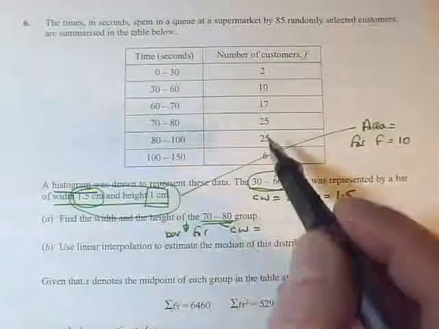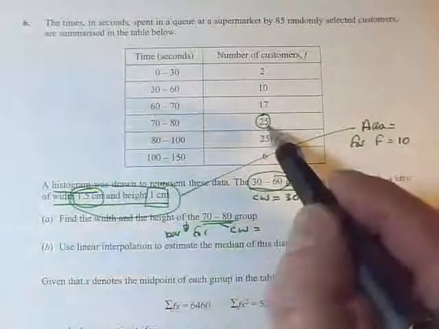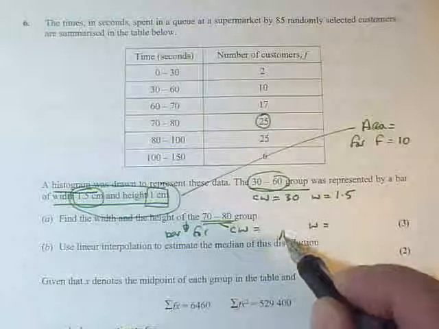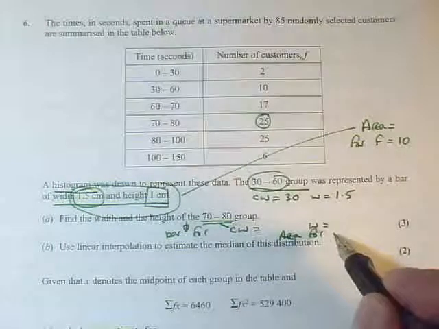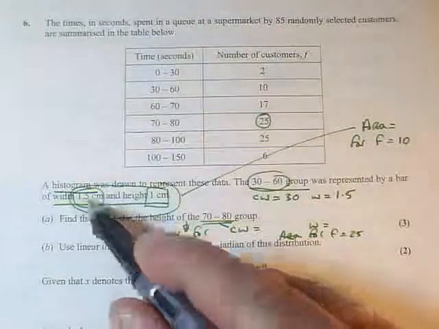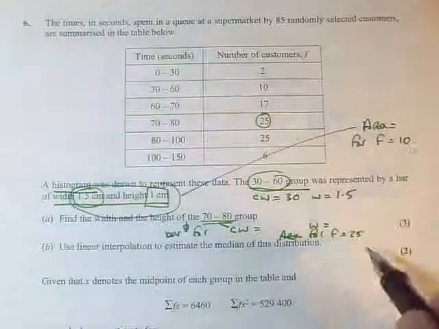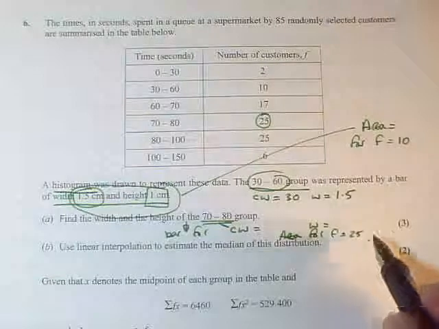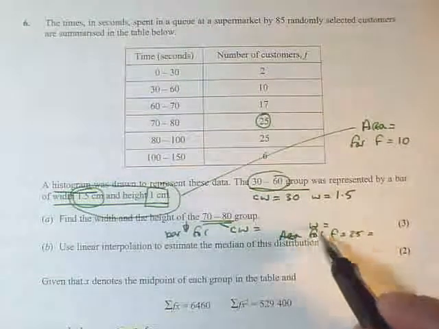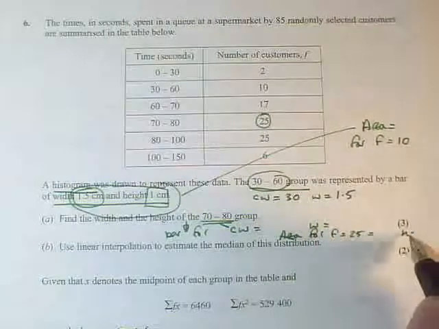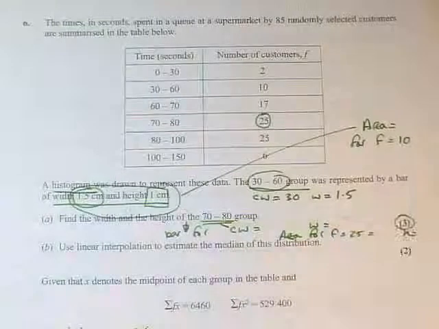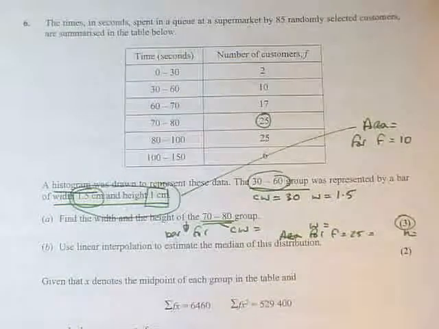The 70 to 80 group you're looking for has got a bigger frequency. It's got a frequency of 25. So you need to say the area for f equals 25. Well, we know what the area was when f equals 10. So you need to multiply up the area suitably to get the area you need for this f. And once you know the area and you know the width of the histogram bar, you can get the height of the histogram bar. That should not be bad for 3 marks. Make sure you can do that question.